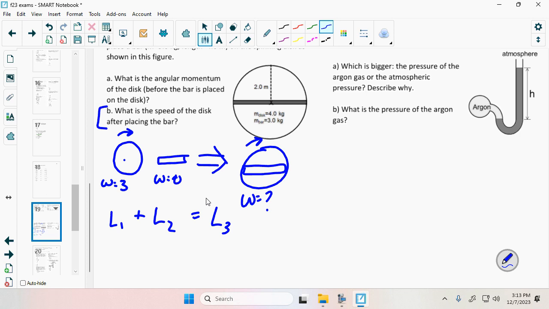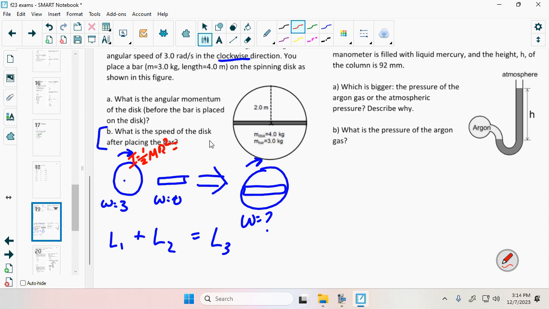So, in order to do this, first we need to know the moment of inertia of each. For the disk, that's going to be 1/2 mr squared. That's 1/2 of 4 times 2 squared. Yeah, 4 kilograms. That's 2 times 4, that's 8. For the bar, this is going to be 1/12 mb squared. That's 1/12 of 3 times 4 squared. So make sure you get those dimensions right. They're important. That's 3 times 4 is 12 times 4 over 12.